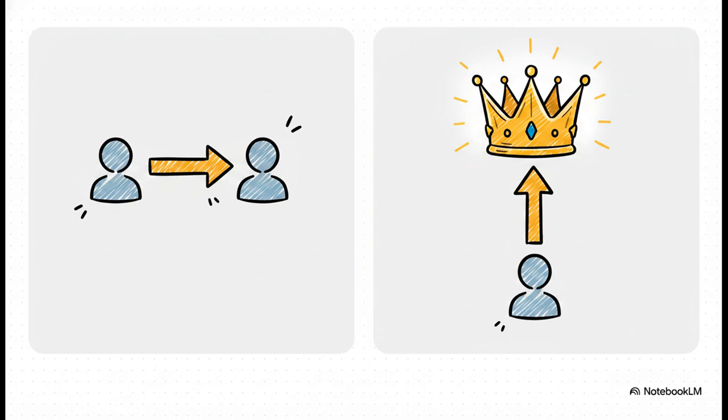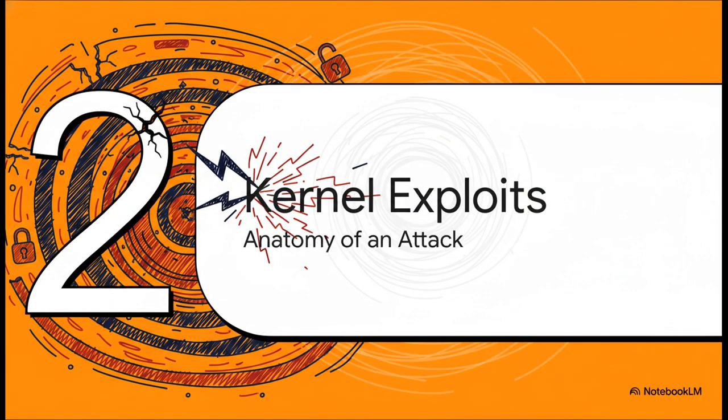But then there's vertical privilege escalation. This is the ultimate prize. This is starting at the bottom as a restricted user and climbing straight up to become root, the all-powerful administrator. And the absolute most lethal way they pull off this vertical climb is by attacking the kernel itself. Which brings us to Section 2.